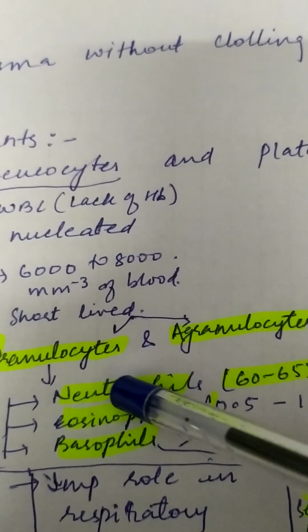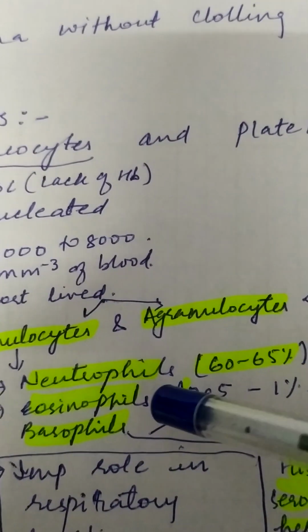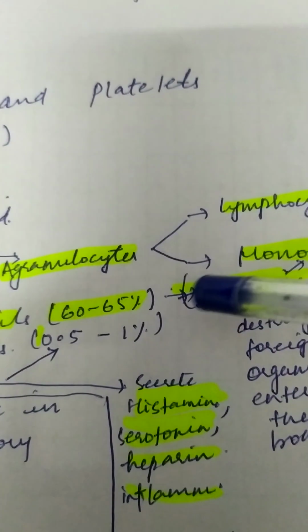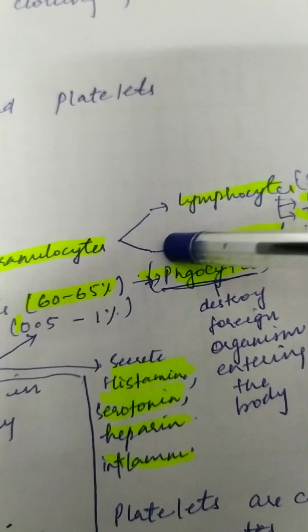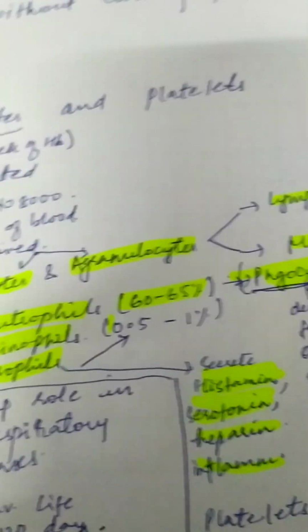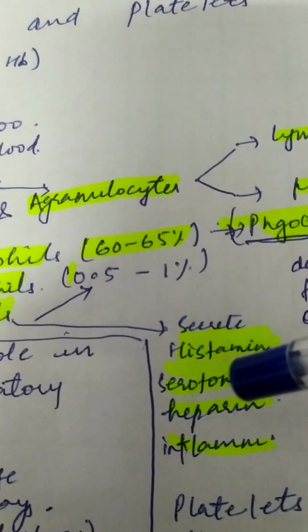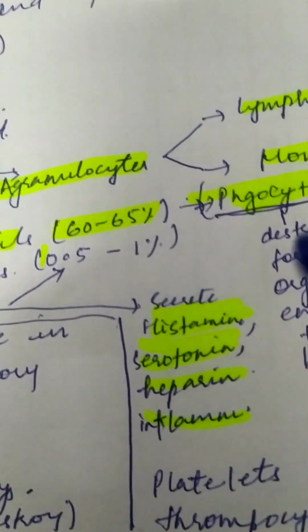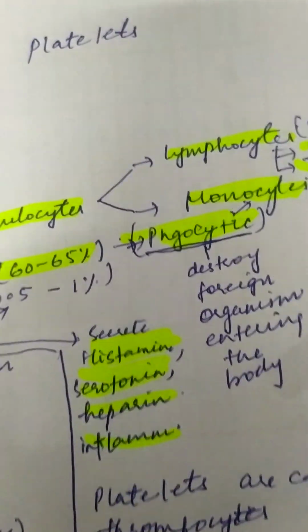And among granulocytes, neutrophils are phagocytic, and monocytes are also phagocytic. Phagocytic means they will destroy the foreign organisms entering the body. Basophils will secrete histamine, serotonin and heparin, and are also involved in your inflammatory reaction. This is all about your blood.